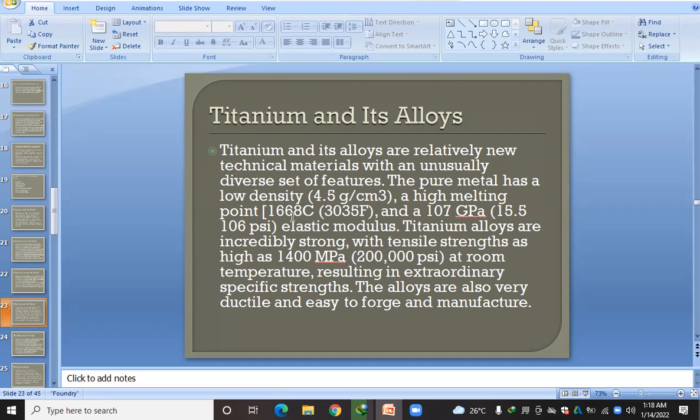1,668 Celsius or 3,035 Fahrenheit, and 107 GPa or 15.5 × 10^6 psi elastic modulus. Titanium alloys are incredibly strong, with tensile strengths as high as 1400 MPa or 200,000 psi at room temperature, resulting in extraordinary specific strength. The alloys are also very ductile and very easy to forge and manufacture.